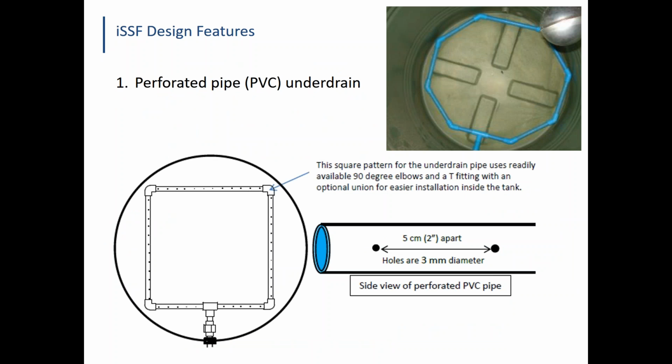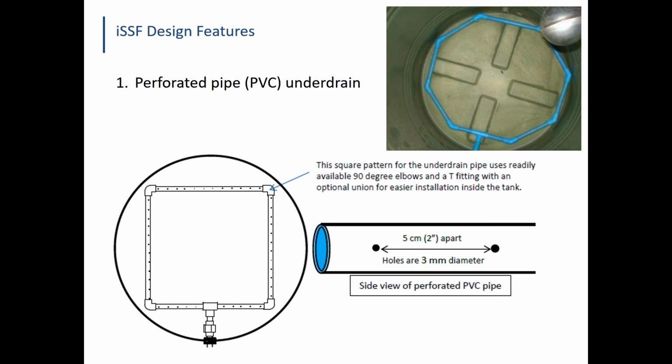Another thing that's different from the household biosand filter is the way that the underdrain operates. Just to make sure there was no clogging at the port, we installed a perforated PVC pipe underdrain under the gravel. Here's an example of two different types of underdrains, the octagon on the top right and the square on the left. These have holes perforated in them about 5 centimeters apart, with 3 millimeter diameter holes.